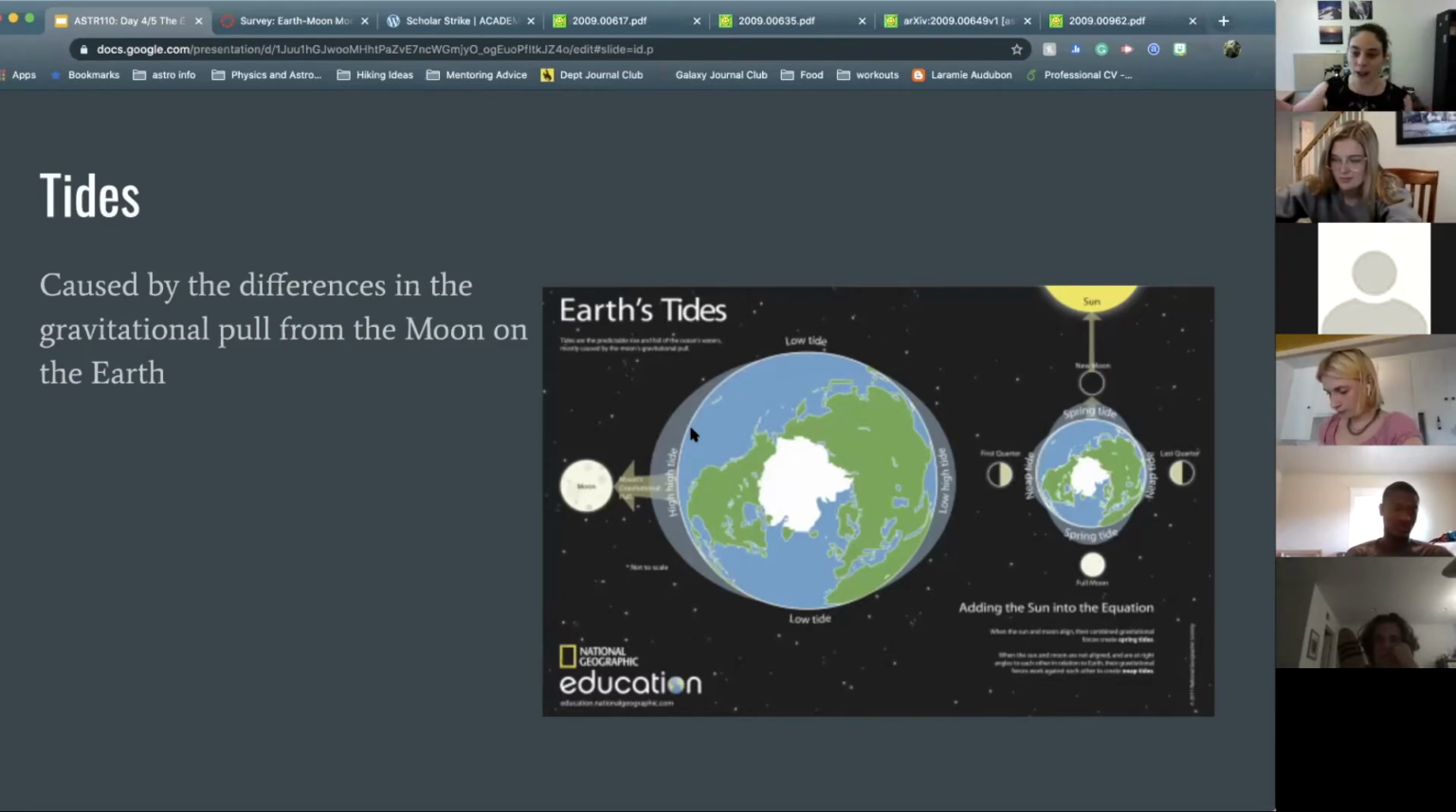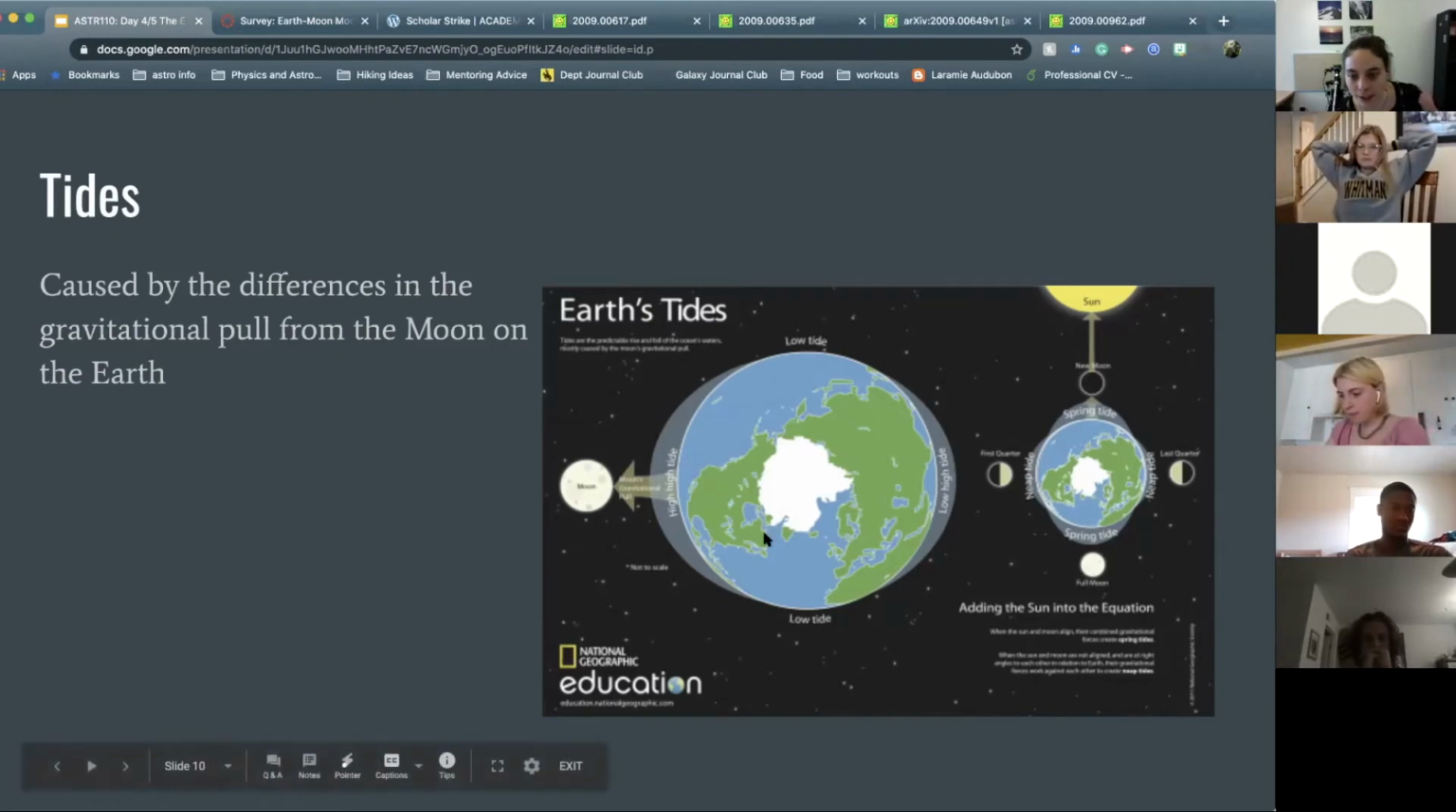And then on the exact opposite side, the Earth is being pulled away slightly from the ocean. So we're getting a high tide exactly on the opposite side of the Earth too. And then low tides are at the points perpendicular from where the moon is. So if you're in line with the moon, if the moon is either right above you or through the Earth from you, you are experiencing a high tide. If the moon is rising or setting from your position, you are experiencing a low tide.